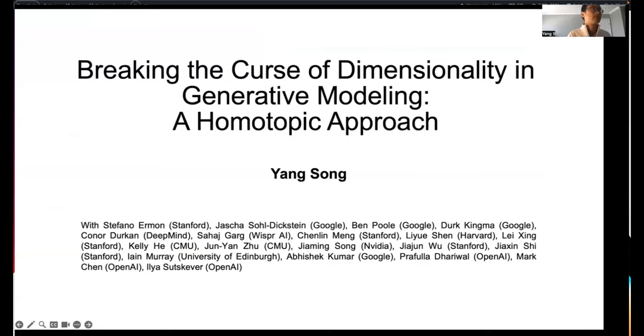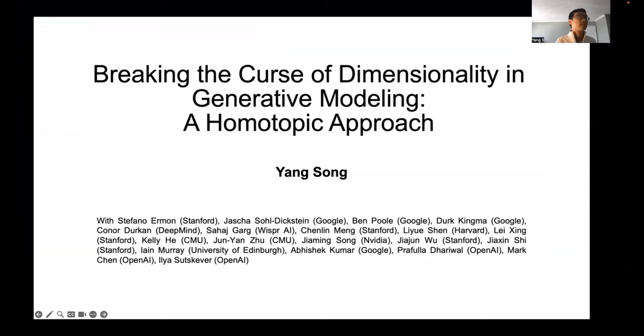Yang Song, I forgot to introduce him, sorry. Yang Song recently graduated from Stanford, and he will be becoming an assistant professor at Caltech with a joint appointment in CMS and electrical engineering. His famous work includes score-based generative models and consistency models. And today he's going to give us a talk on breaking the curse of dimensionality in generative modeling with a homotopic approach.